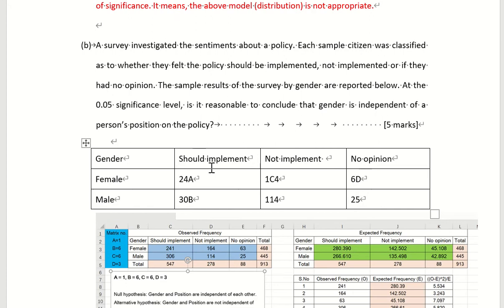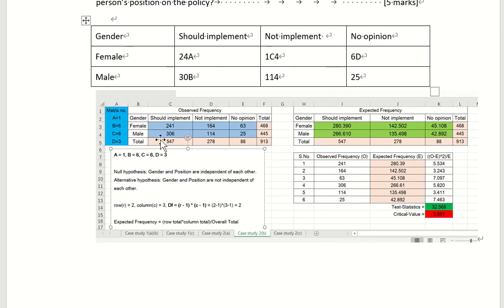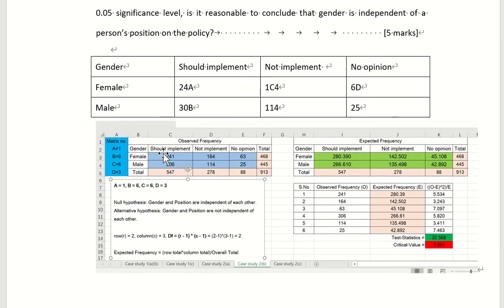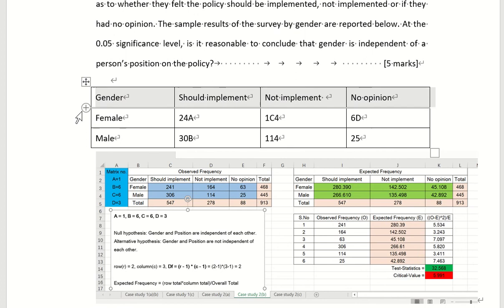So for question B, the table is the observed frequency, but in order to calculate the expected frequency, I need to add one more row and column to calculate the total. So here is the updated observed frequency table, and we copy the table and paste it on the other side, and delete all the values highlighted in green.